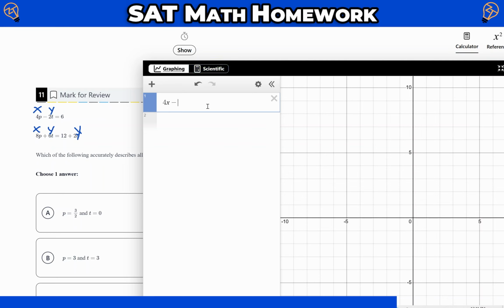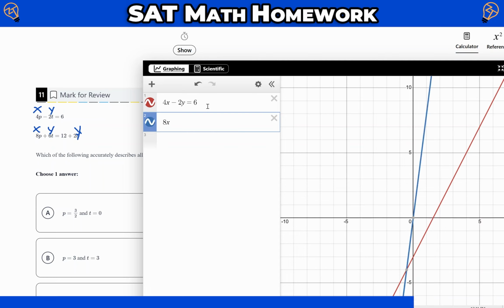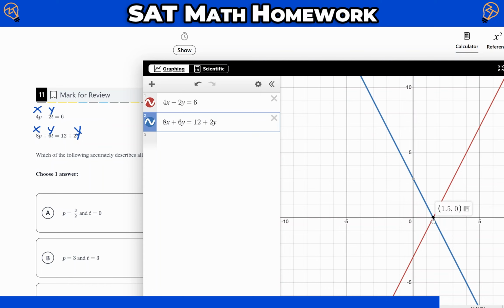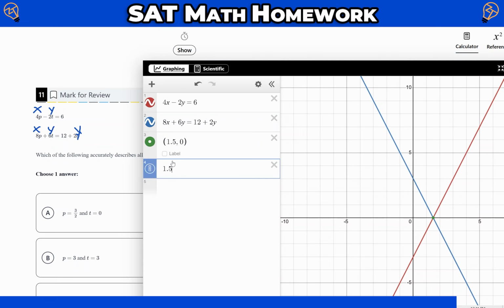So 4x minus 2y equals 6, enter. And then we'll do the same thing with this bottom equation, just being careful with my variables. And notice you definitely have a solution. Here's the point of intersection. I can go here. Let's say I don't know what 1.5 is as a fraction, because I can see these are fractions. I can see that x, which was p, is 3 halves, and y, or t, is 0, making the correct answer A.